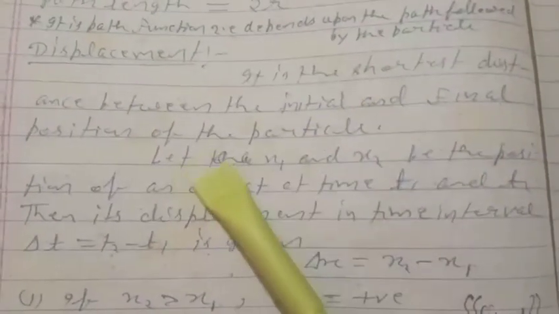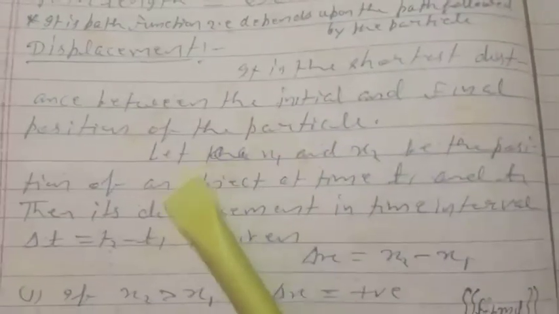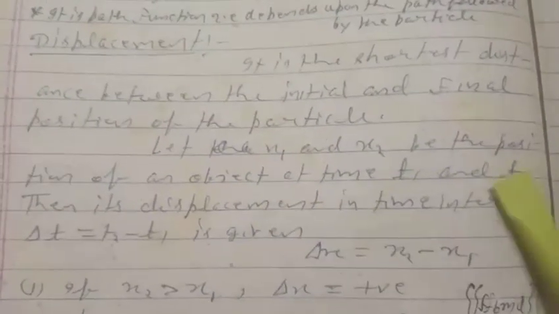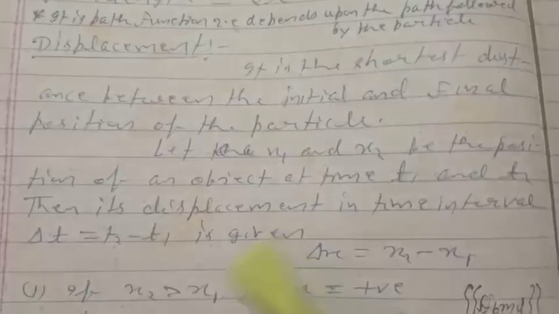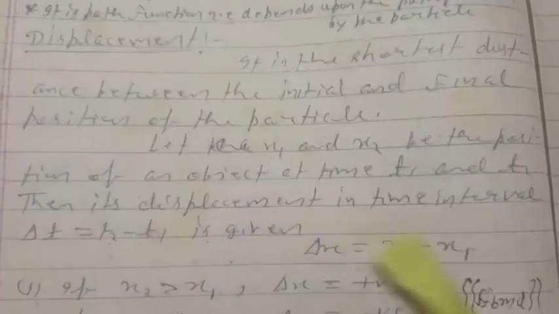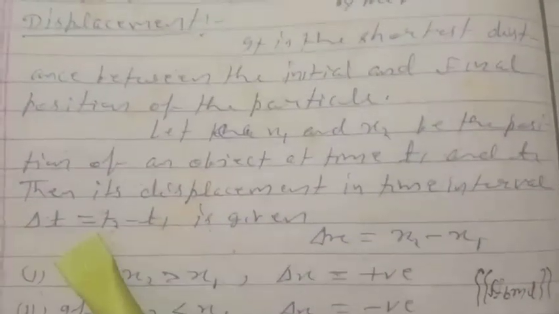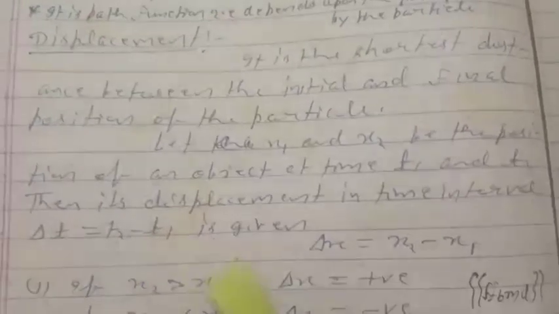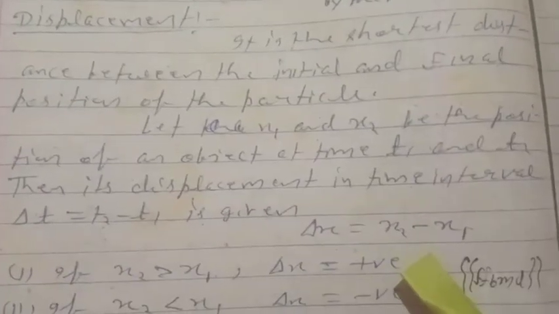Displacement here means the magnitude of displacement. It is the shortest distance between the initial and final position of the particle. Let x1 and x2 be the position of an object at time t1 and t2. Then its displacement in time interval delta t equals t2 minus t1 is given by delta x equals x2 minus x1, where x2 is the final position and x1 is the initial position.